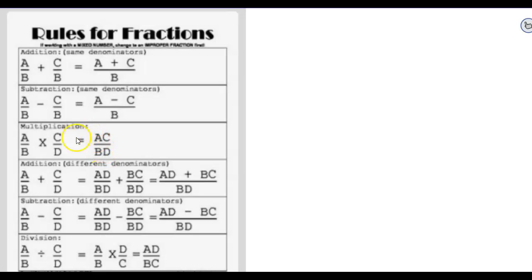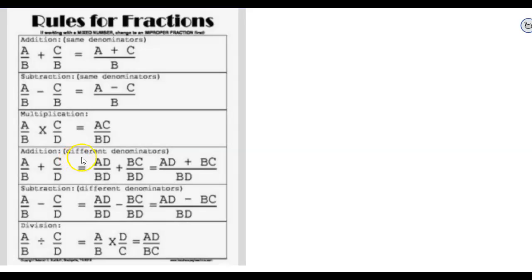And then you simplify. And then we have addition with different denominators. Notice that they show to multiply right here. They're showing you how to go about getting the common denominator. That's what they're trying to do. Then right here I have subtraction with different denominators. And then I have division.